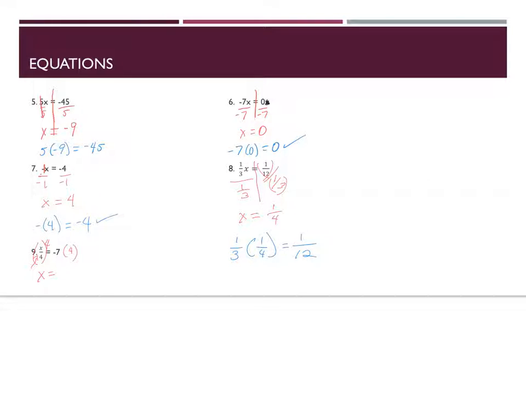On the right hand side, -7 multiplied by 4 is -28. And if you want to check and make sure that works, plug in -28 into the original problem, and I have -28 divided by 4 does give me an answer of -7.